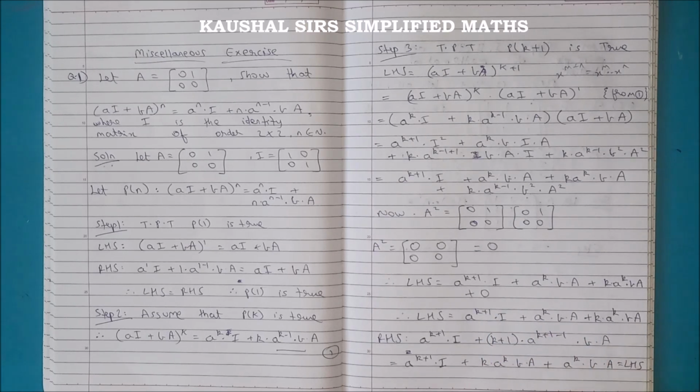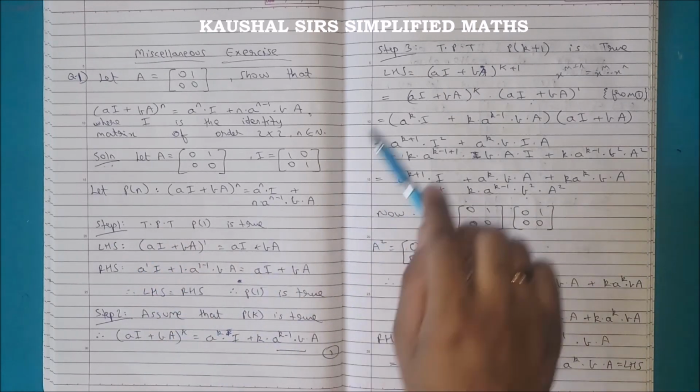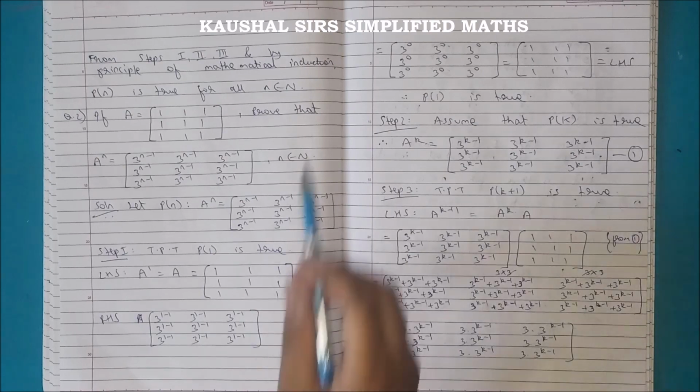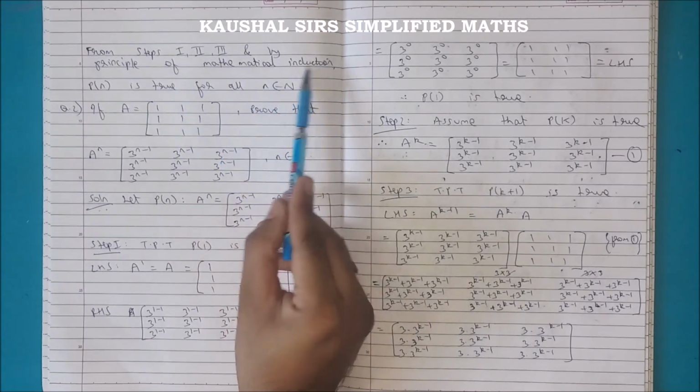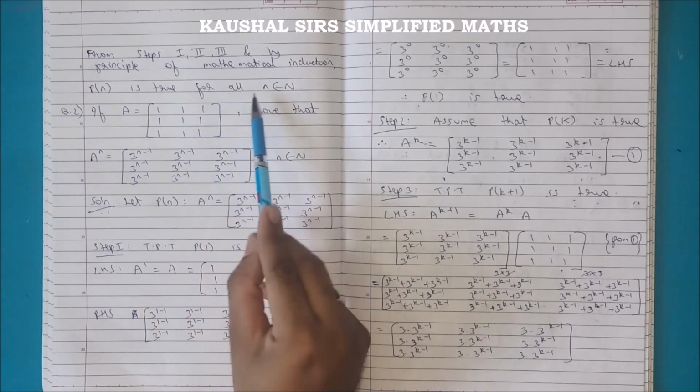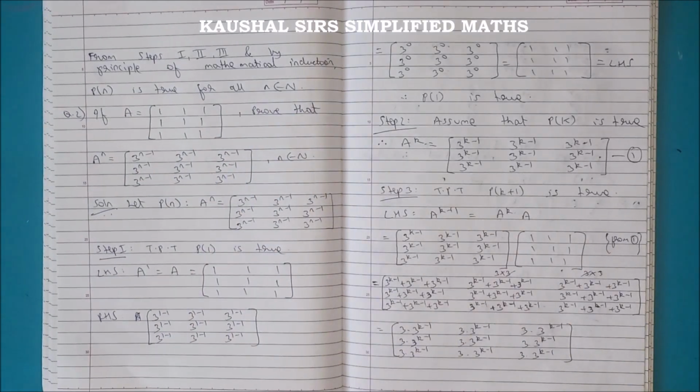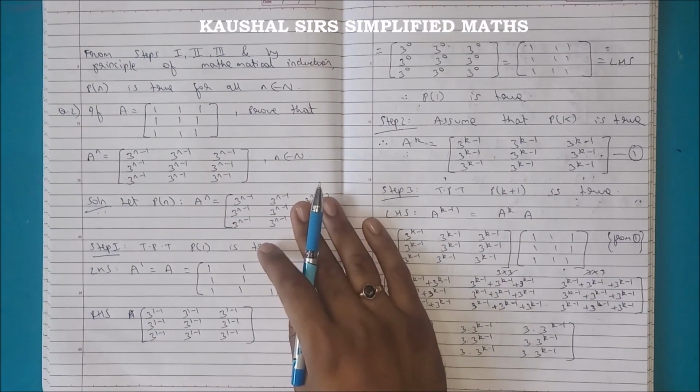So what we have completed? We have completed 3 steps of principle of mathematical induction: step 1, step 2 and step 3. Okay, so if you write a conclusion from steps 1, 2 and 3, and by principle of mathematical induction, P of n is true for all n belongs to N. Simple. Okay, let's move to the second question.